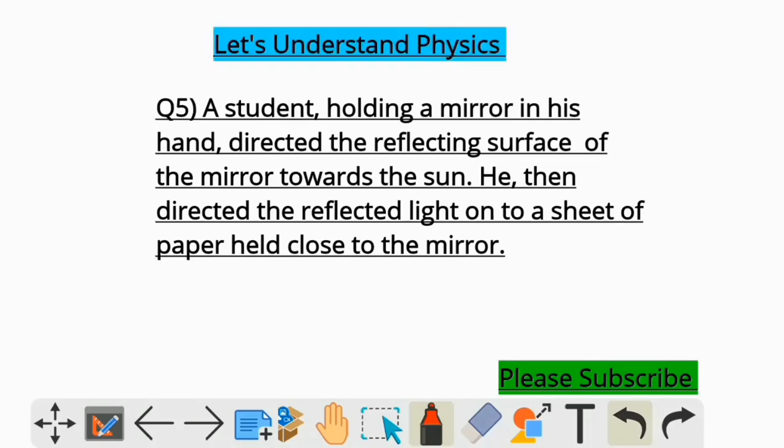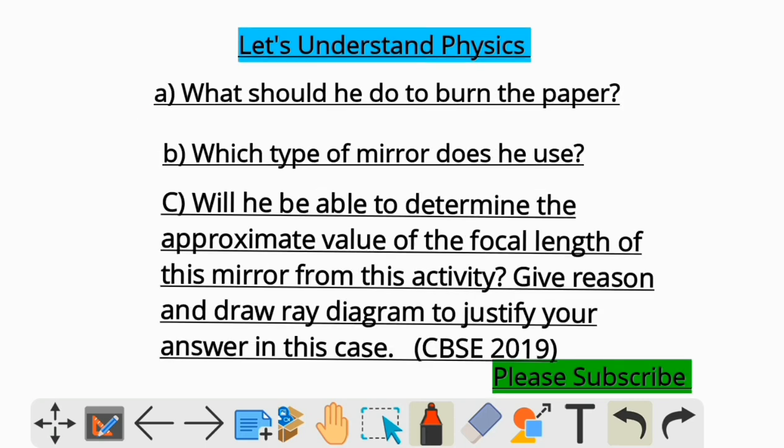We are doing a revision series for class 10 students for the board exam from the light reflection and refraction chapter. In the previous videos, I have completed 4 models of previous year question papers. Now let's see question 5, model 5 asked in the previous year question paper CBSE 2019.